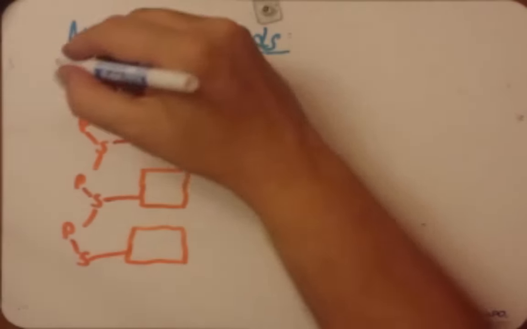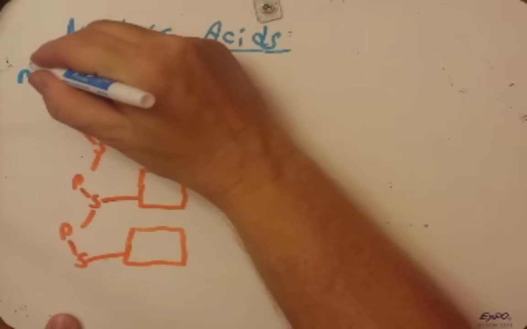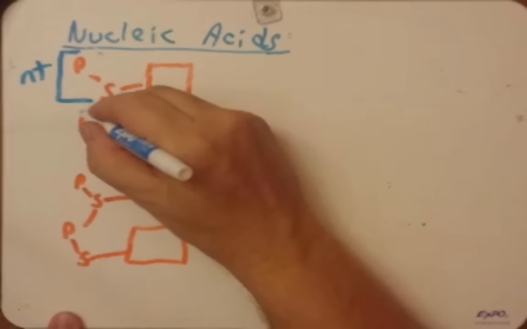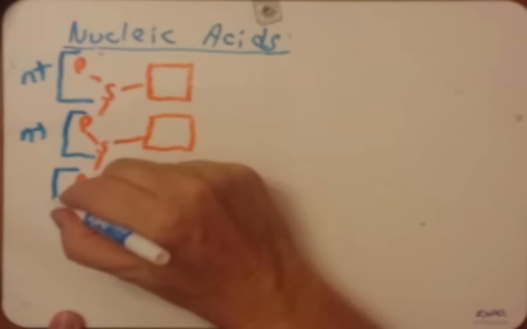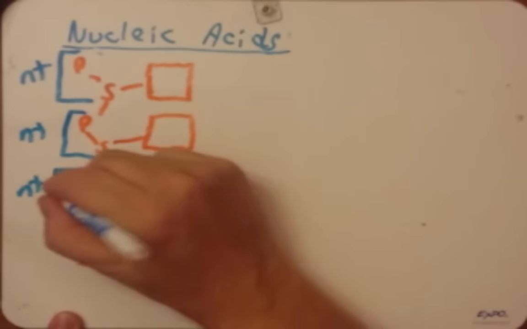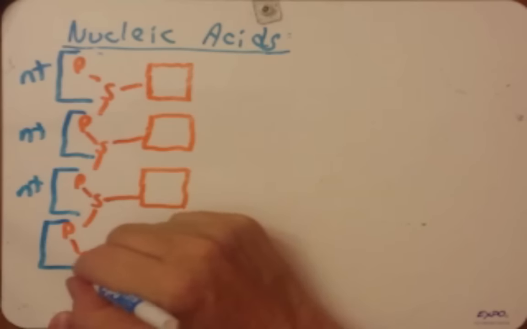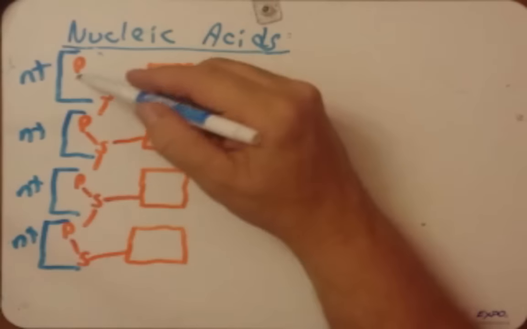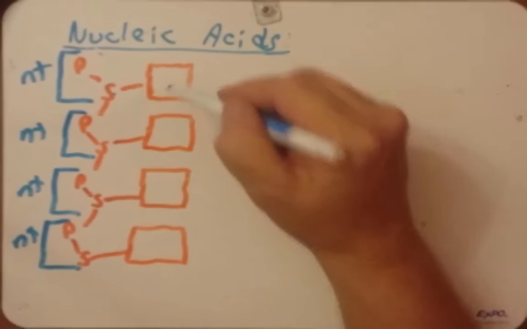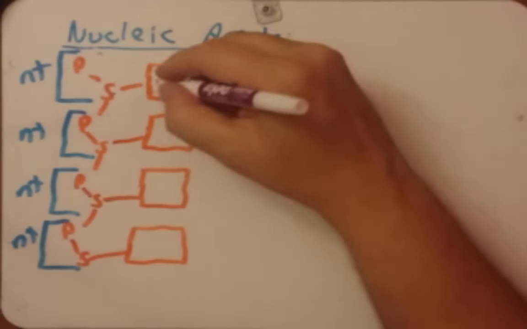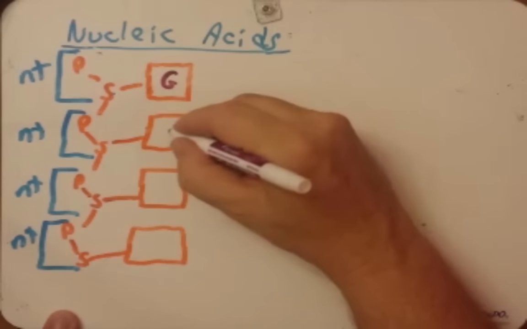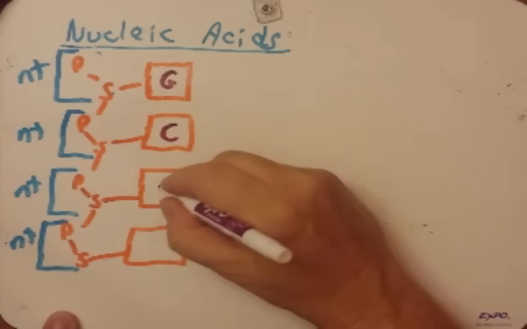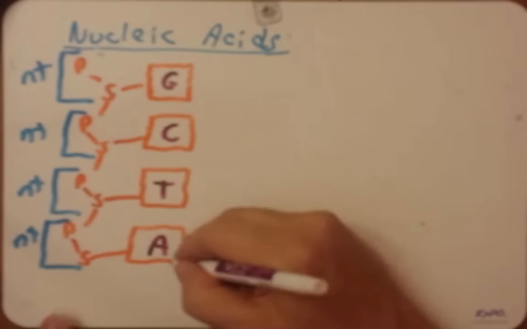Now remember, this is one nucleotide. I'm going to put just NT for nucleotide. This is the next nucleotide, the third nucleotide, and then our last nucleotide here. A nucleotide includes the phosphate, the sugar, and the base. I'm going to draw in the nucleotides here, just the letter. So guanine, cytosine, thymine, and adenine.